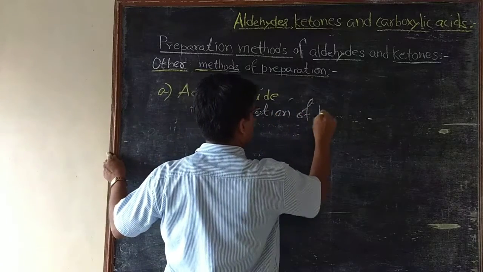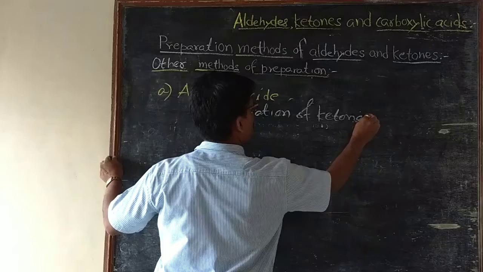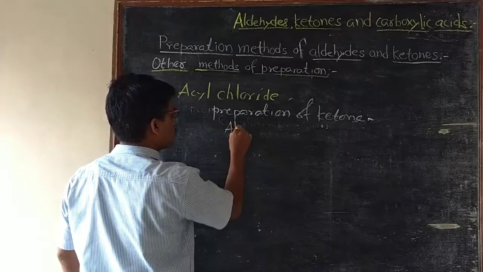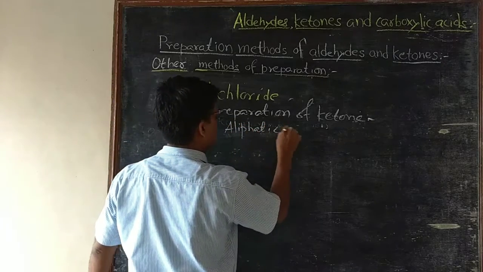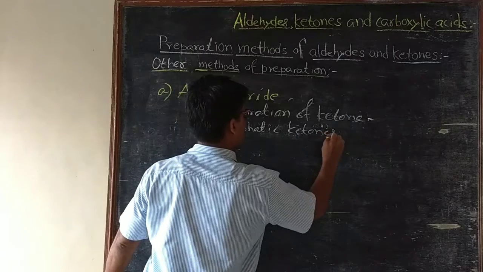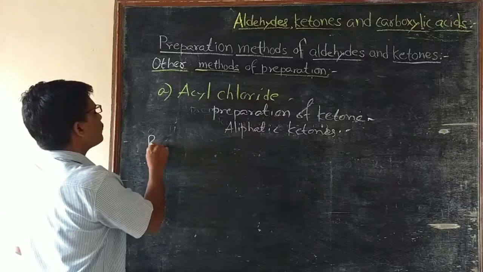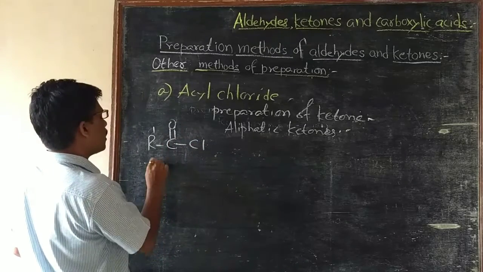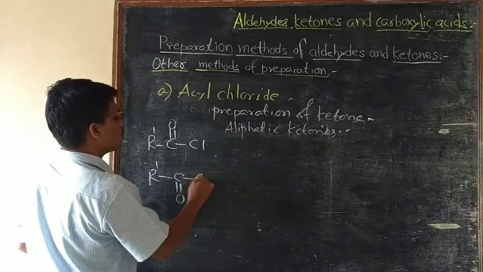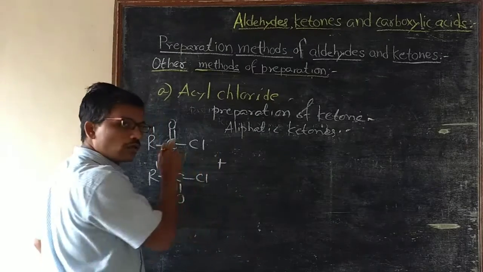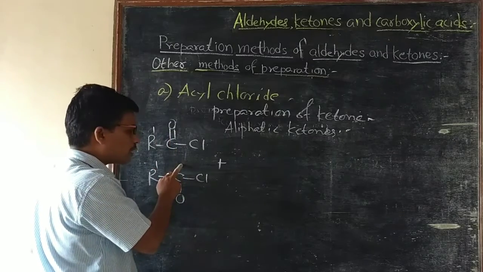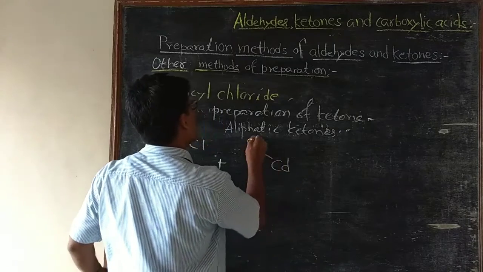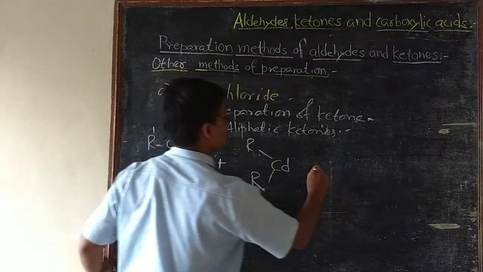Then we will see preparation of ketones. Preparation of ketone from acyl chloride. First we will see preparation of aliphatic ketones. R prime C double bond O Cl, then R prime C double bond O Cl. Ketones are prepared from acyl chloride by reaction with dialkyl cadmium, that is R2Cd.